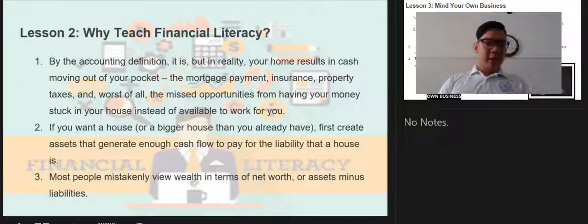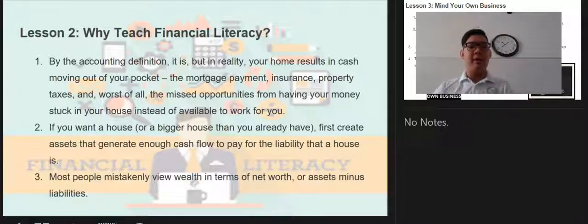The second, if you want a house or a bigger house than you already have, first create assets that generate enough cash flow to pay for the liability that a house is. The third, most people mistakenly view wealth in terms of net worth, or assets minus liabilities.